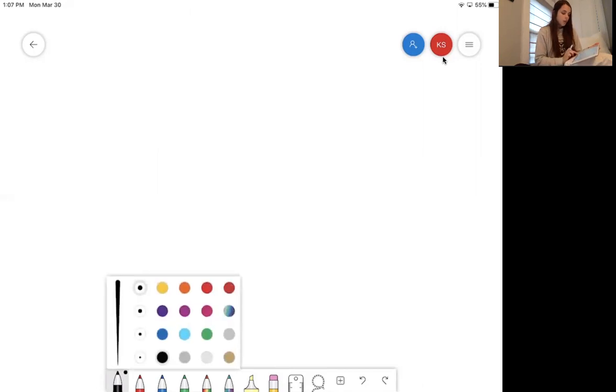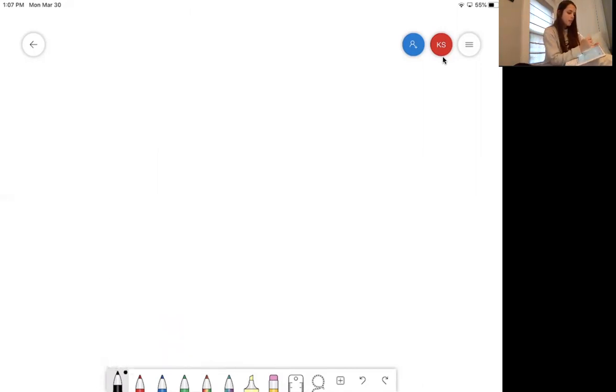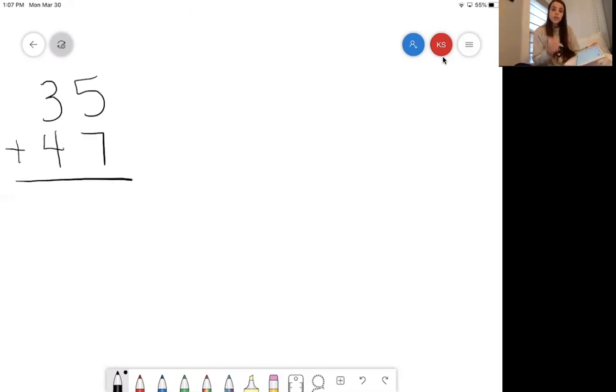So, for example, if I have the number 35 plus 47. If I want to solve this like I've been doing in school, I'm going to first look to see if my numbers are all lined up. So as you can see, my place values are all lined up, so I'm ready to go.